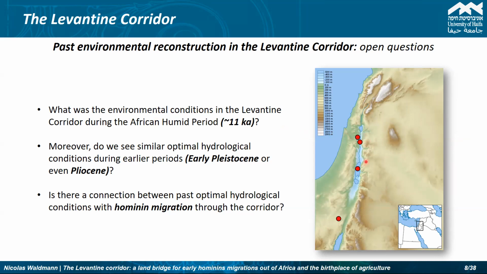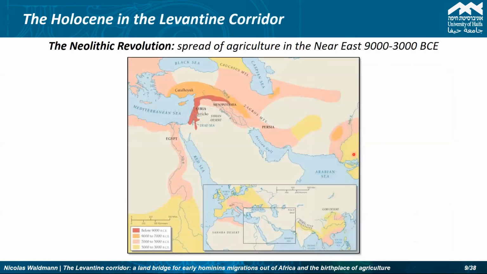So I'm going to show you 4 different sites in the Levantine Corridor from the north to the south, with different time periods representing my talk. We start from the Neolithic Revolution, which is the spread of agriculture in the Near East, somewhere 9,000 to 3,000 years before the present. What you see here is a very nice map that shows how 9,000 years ago you have agriculture occurring in the Levantine Corridor and in Mesopotamia, in the Fertile Crescent.